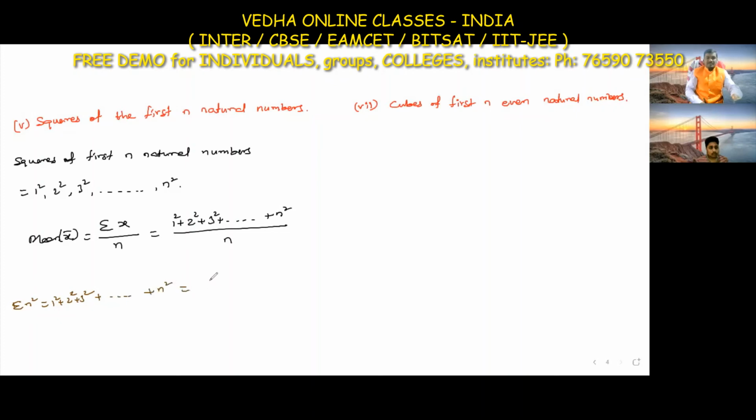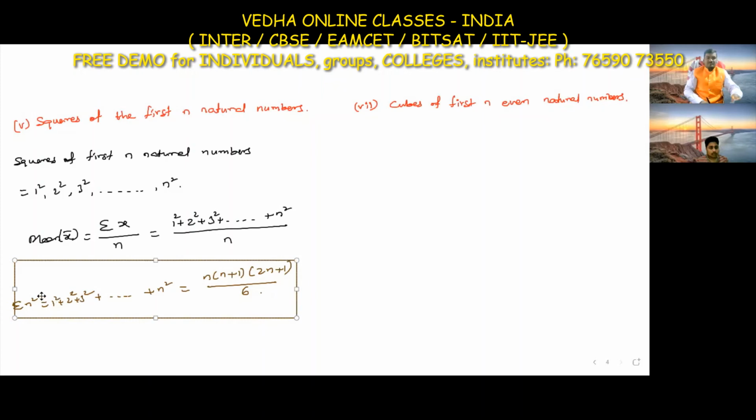Sigma n square is equal to n into n plus 1 into 2n plus 1 divided by 6. Okay, this is the formula for finding the total sum of the squares of the natural numbers. So use this formula.